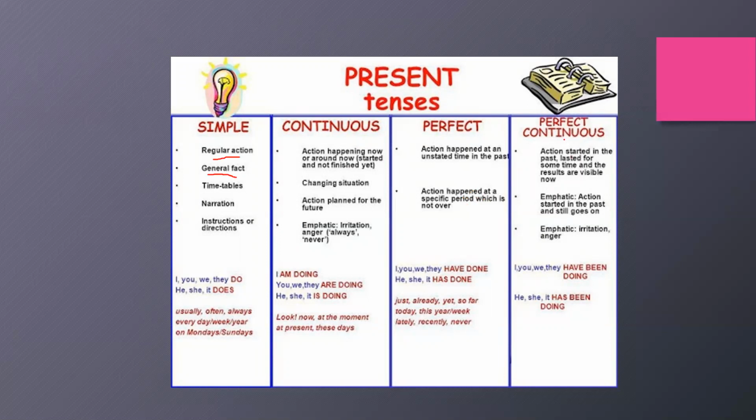And next is the present perfect continuous tense. The action started in the past, lasted for some time, and the results are visible now. So an action which began in the past and the result can be seen. We use have been doing. They have been staying in the village for a long time. Or, it has been raining since last night. So we use these different structures for present tense.